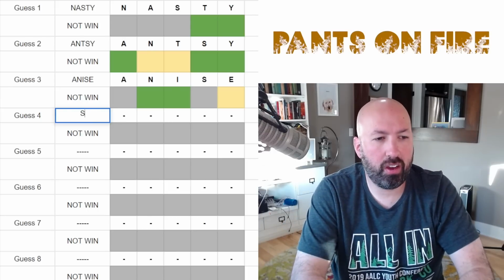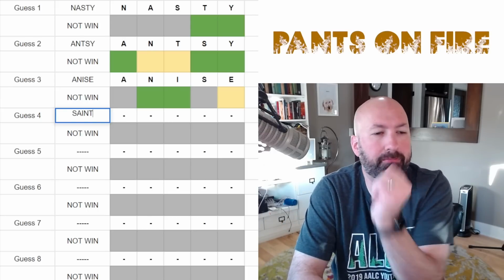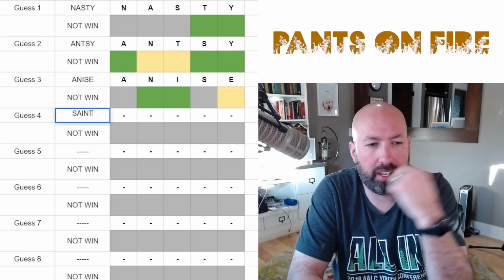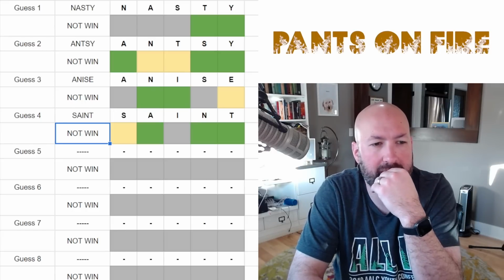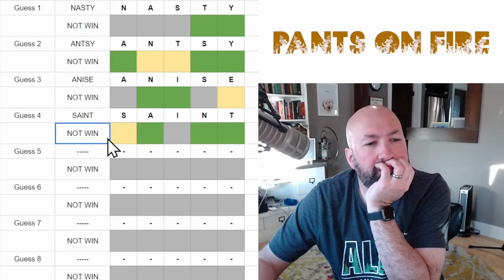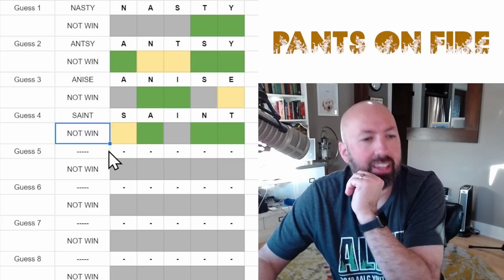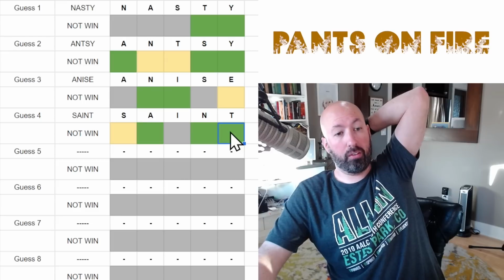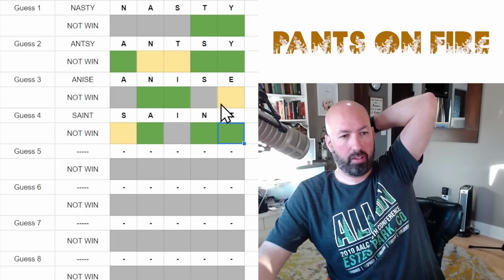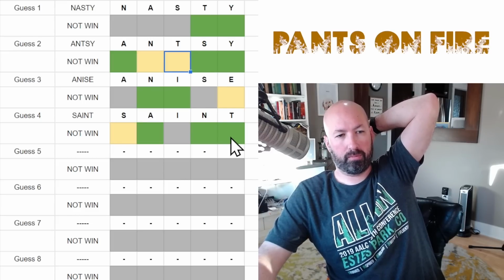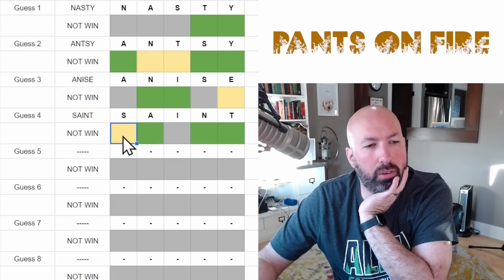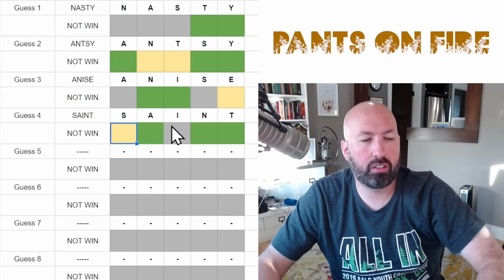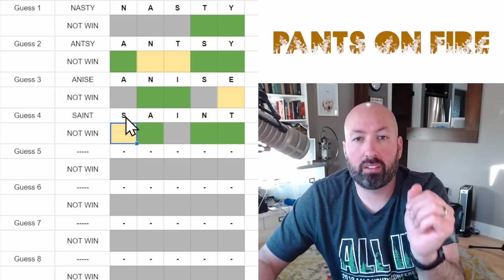Let's try Saint. I'm just trying to get some multiple clues for the same letters and hopefully figure something out from that. Well, that is interesting. That is really interesting. So, okay, if the green T is true, then the yellow T is also true. If the green S is true, the yellow S is true. So, one thing we could potentially try is waist, W-A-I-S-T.